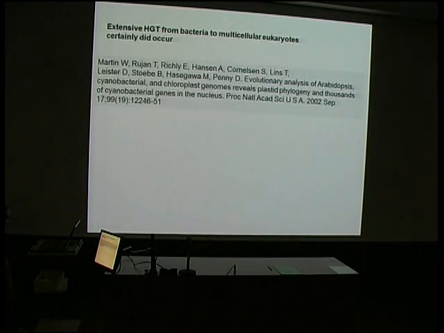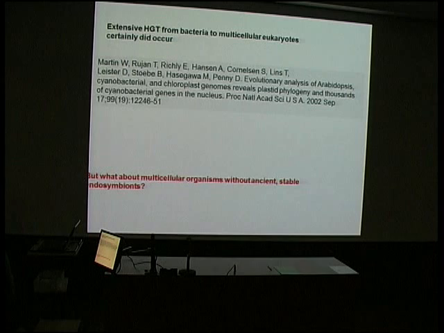Well, extensive horizontal gene transfer from bacteria to multicellular eukaryotes certainly did occur. That occurred, as you realize, in the evolution of plants and algae, when they acquired the cyanobacterium and the symbiont that became the chloroplasts. That is beyond that. And here we are talking about thousands of genes, as demonstrated convincingly in this pioneering study of Bill Martin and his collaborators.